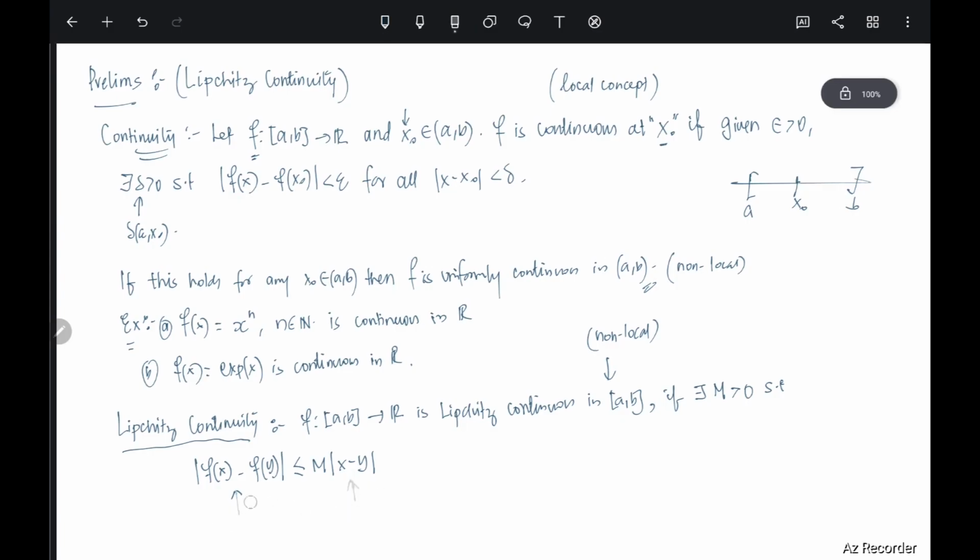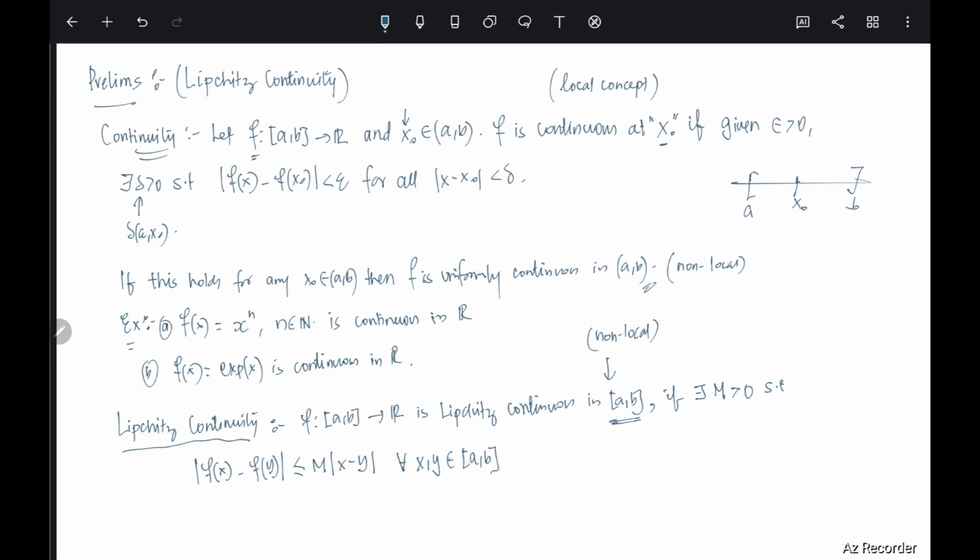And this m, you can see, is independent of the point. So this should hold for all x, y in AB. It doesn't really matter what x, y you are choosing. So that is Lipschitz continuity. I hope this is okay. So what we have is, it is Lipschitz continuous over the whole interval AB. Please understand, this is not a local concept. This is a non-local concept.